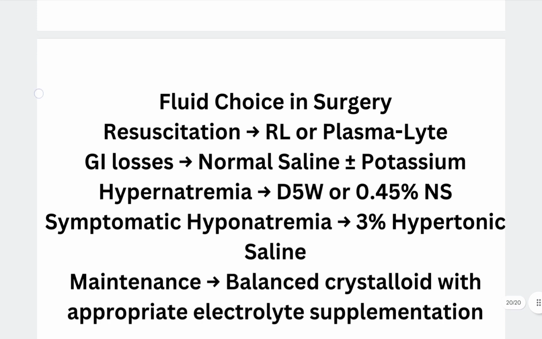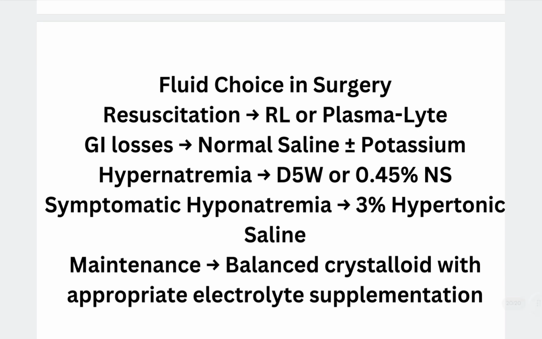So, fluid of choice in surgery, we are coming to summarize this. When you are going to resuscitate any patient in trauma, septic shock, peritonitis, or burns, basically go with balanced crystalloids such as Ringer lactate or Plasma-Lyte. If you have predominant GI losses, then replace with normal saline plus or minus potassium with dextrose supplementation. If you have hypernatremia, you can use half normal saline or 5% dextrose.